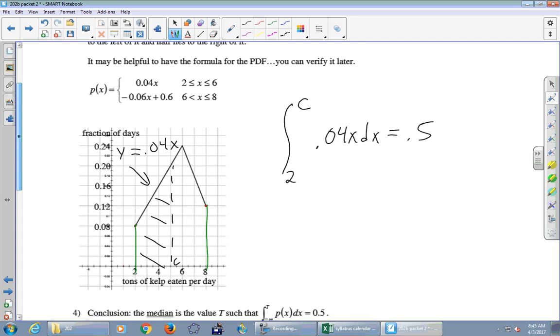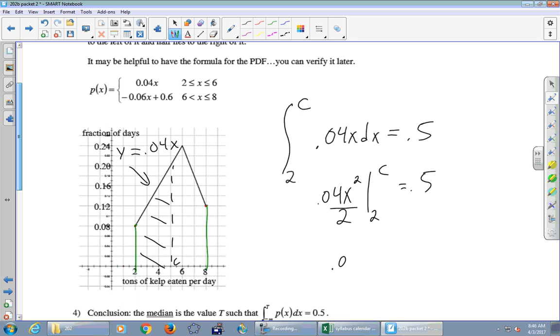And if it turns out that C is equal to, let's say 7, then what does that say about my picture? It didn't work, right? There's going to be a C that's going to make this work. But if it happens that it isn't between 2 and 6, then I've made a bad assumption here, and then we'll fix it and work on the other line. Okay, so 0.04 x squared over 2 from 2 to C.